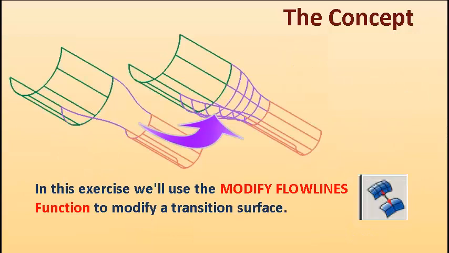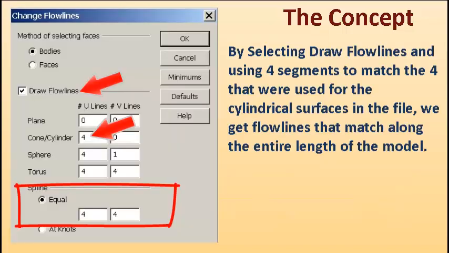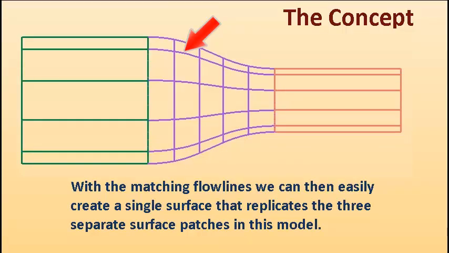In this exercise, we'll use the modify flowlines function to modify a transition surface. By selecting Draw Flowlines and using 4 segments to match the 4 that we used for the cylindrical surfaces in the file, we can get flowlines that match along the entire length of the model.